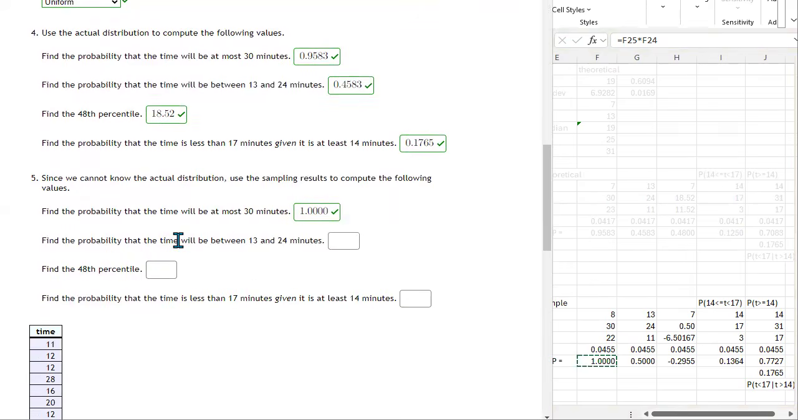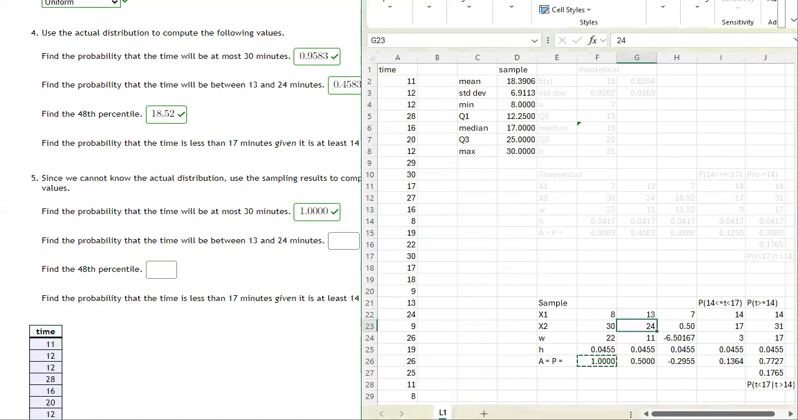Now we've got to find the probability that the time will be between 13 and 24 minutes. These two numbers are identical because they're given right here: X1 is 13, X2 is 24. The width is 11. The height is, again, 1 divided by the difference between my sample maximum and my sample minimum. So this probability is 0.5, the width of this rectangle, 24 minus 13, times the height, which is 0.5.